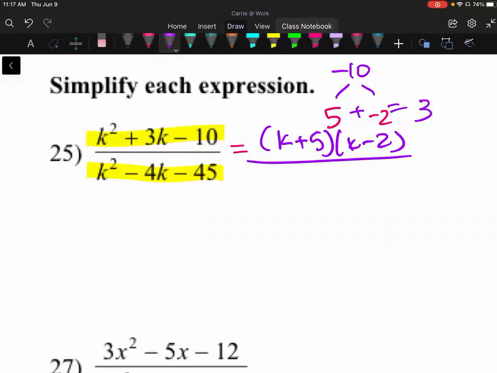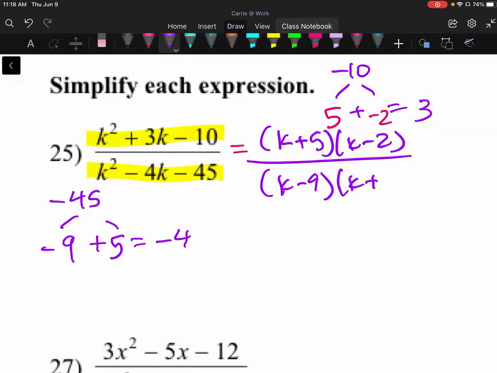Bottom, I want two factors of -45 that add to give me -4. So we're gonna be using 9 and 5. Cancel anything out that you can. So here, I'm gonna cancel out these guys. And we're gonna be left over with our final answer, k minus 2 over k minus 9.